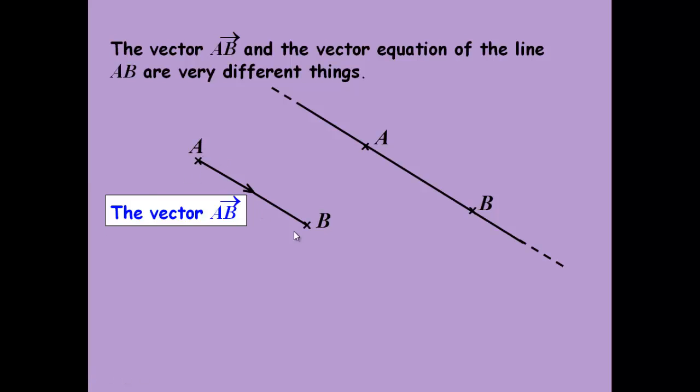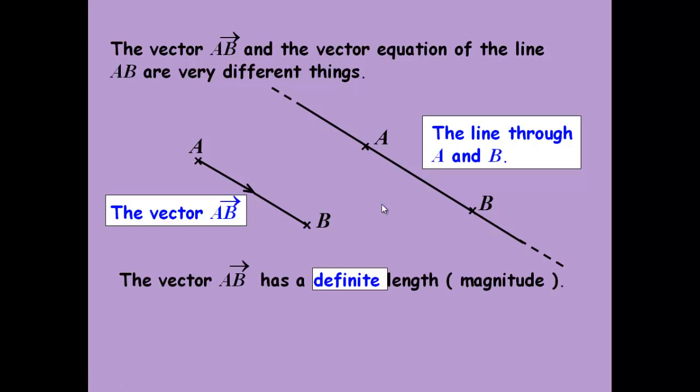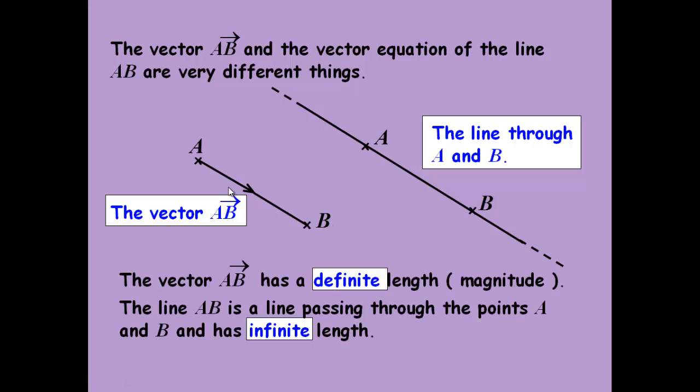Well, this is a vector like the vectors we found last lesson. If you remember, we looked at things like the vector AB with a given magnitude or length and a direction. If we look at the vector equation of the line, we look at where the line which goes through AB. So the vector has definite length, magnitude, while the line it passes through has infinite length. Like we've done before in coordinate geometry with the equation of a line and a line segment.